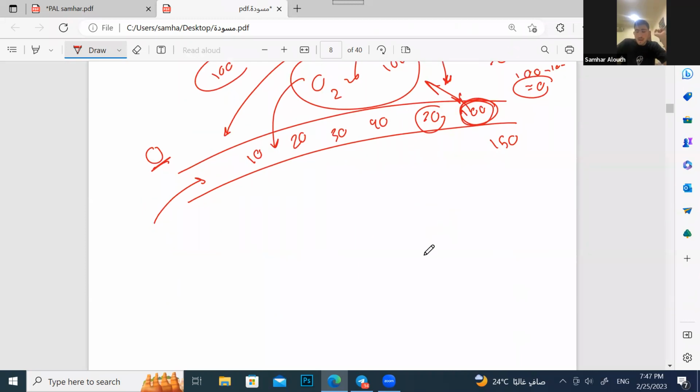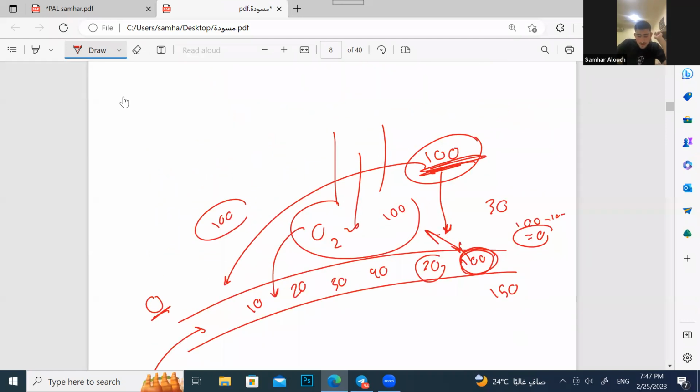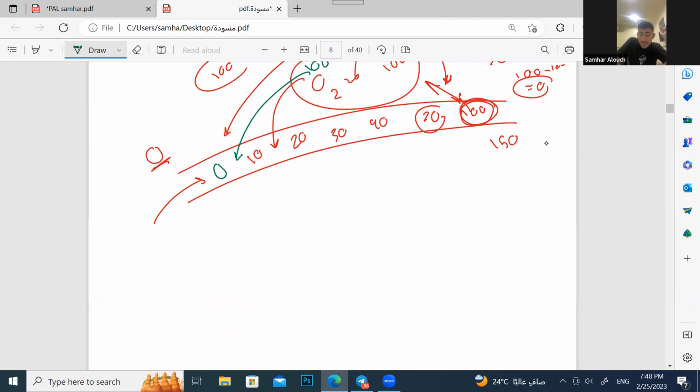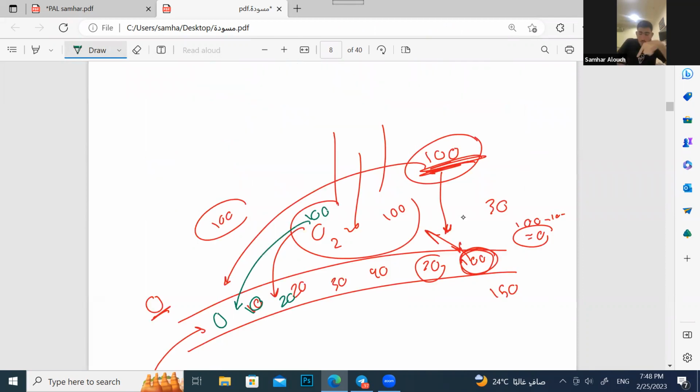Now, it's an important question. Since here it's 0 and oxygen is going from 100 to 0, and the 0 is increasing to 10, to 20, why is this 100 not decreasing? It's actually going from here to here. Why don't we say the 100 becomes 80 when here it becomes 20, and at the end it becomes 50-50?